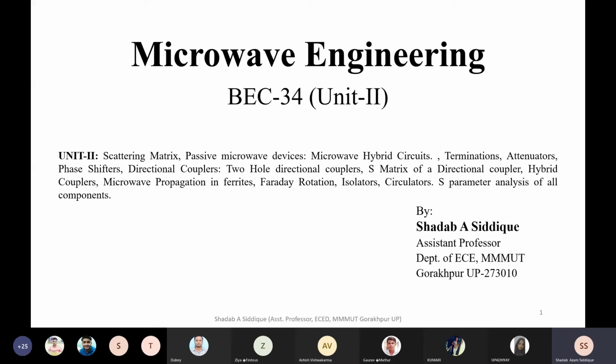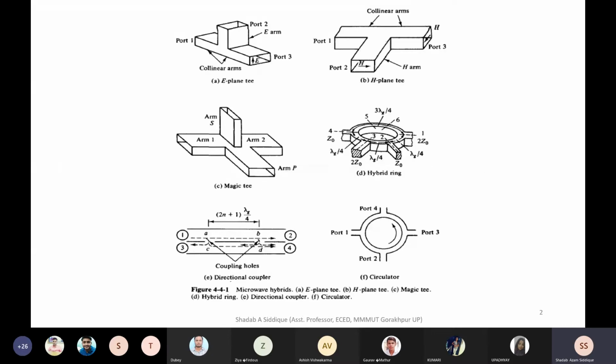Before going to the scattering matrix, I would like to tell you that we have different microwave hybrid components, like the E plane T, that is T junctions, H plane T, magic T. Then we have the hybrid ring, directional coupler, circulator. So all these we will discuss one by one in detail after completing the scattering matrix.